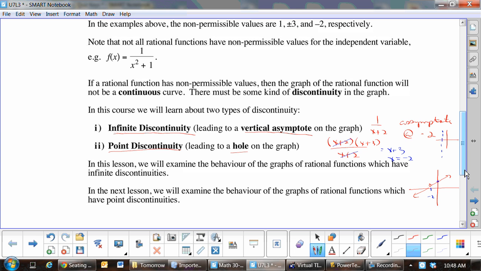So, we have done these before. This is review, and that's good. So, let's go all the way to page 460.